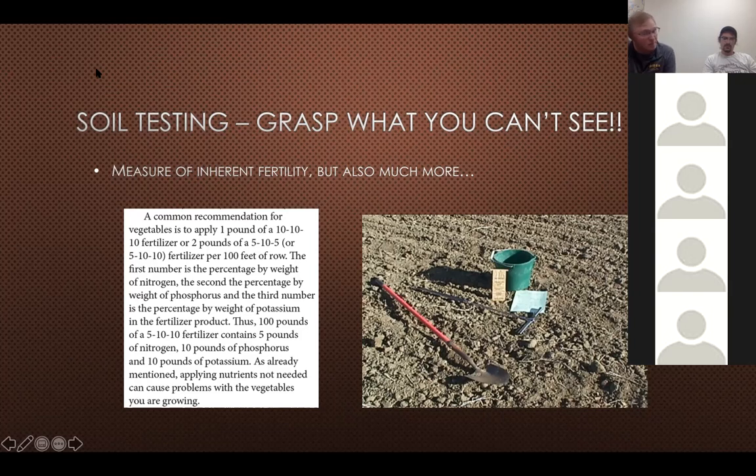That slide, the picture on the left, is something I got from, I think it was the University of Colorado. I'm sure I could have found a more localized example, but they're saying a pound of, like, 10-10-10 commercial fertilizer per 100 square feet, or 100 feet of row, is what they would recommend in lieu of having a soil test. And the picture on the right is an example of what you would need to take a soil test: some sort of bucket, a shovel, or maybe a push-in soil probe.